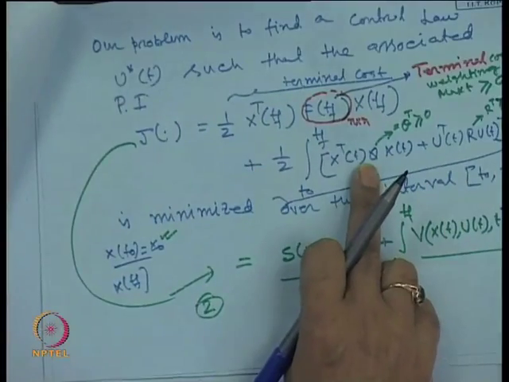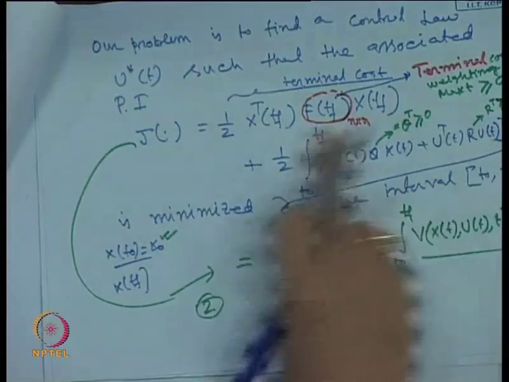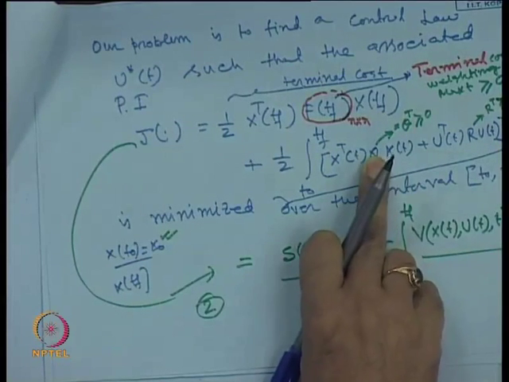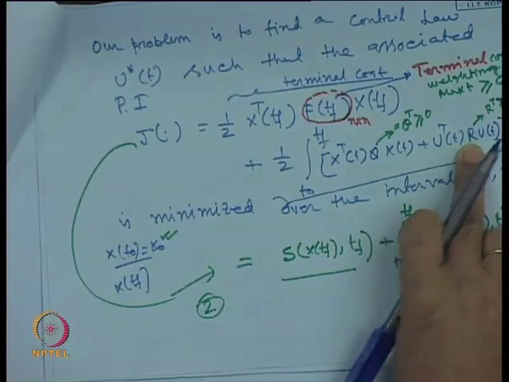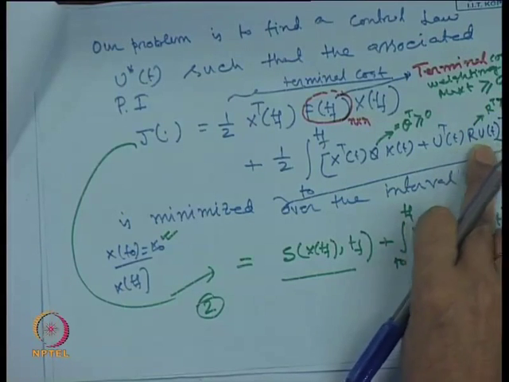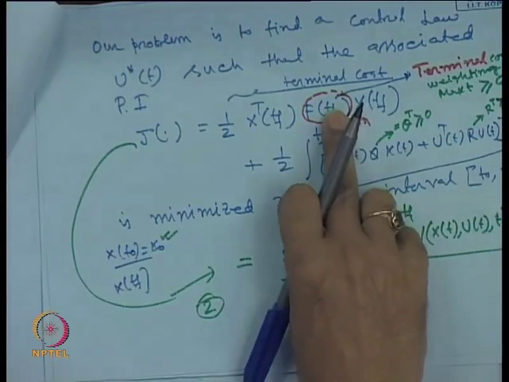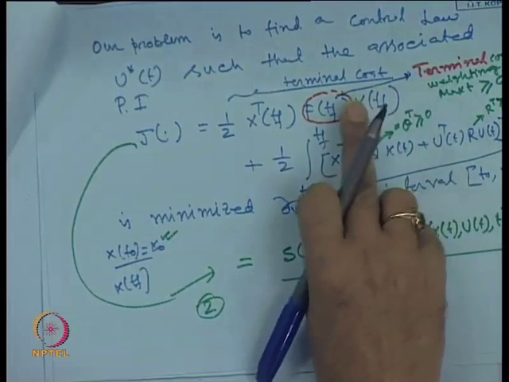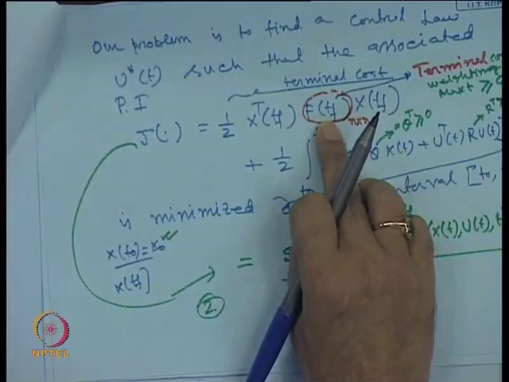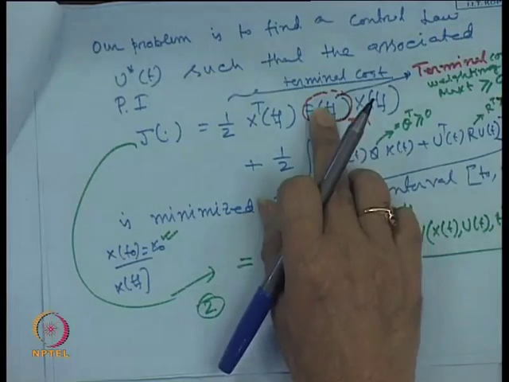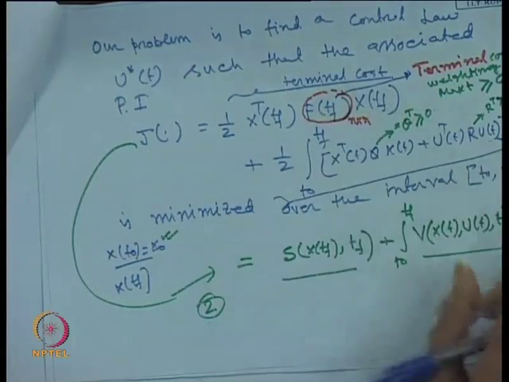Now, about the interpretation of the weighting matrices in the performance index: Q is the state weighting matrix because it is associated with the state. R is the input weighting matrix, associated with the input. And we have a terminal cost, that means at finite time t is equal to t f, the initial state will go near the origin, not exactly the origin, but near to the origin. This is the terminal state weighting matrix.